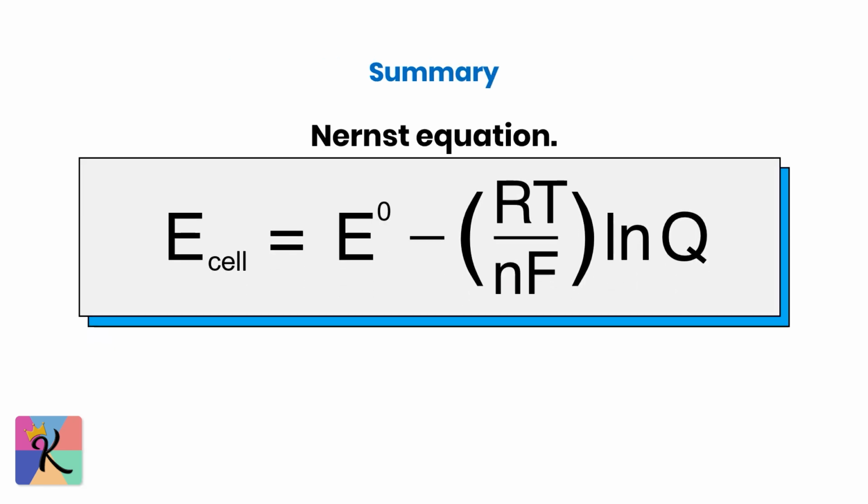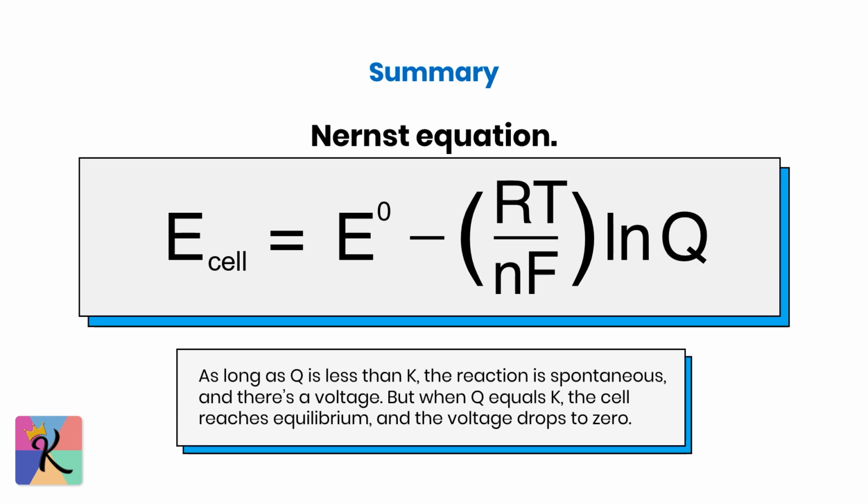Alright, quick recap. The Nernst equation is a powerful tool that lets us calculate the instantaneous voltage of a galvanic or concentration cell at any given moment. As long as Q is less than K, the reaction is spontaneous, and there's a voltage, but when Q equals K, the cell reaches equilibrium and the voltage drops to 0. Remember, adjusting ion concentrations directly affects the voltage, giving us insight into the reaction's direction. And that's how the Nernst equation reveals the secrets of galvanic and concentration cells.